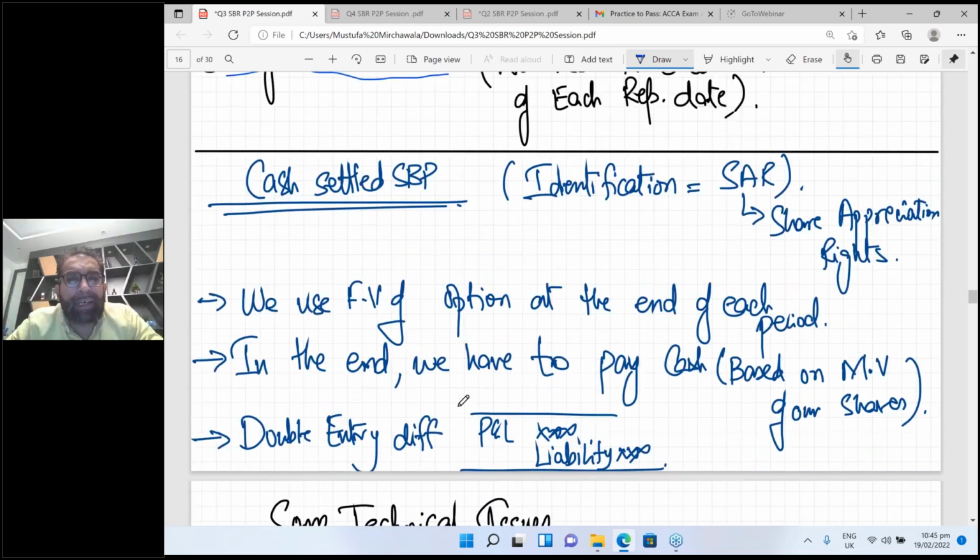Now, cash settled share-based payment. In cash settled share-based payment, what is the identification tool? This is the identification tool, SAR. Normally the word SAR is written in the question, which means share appreciation rights.